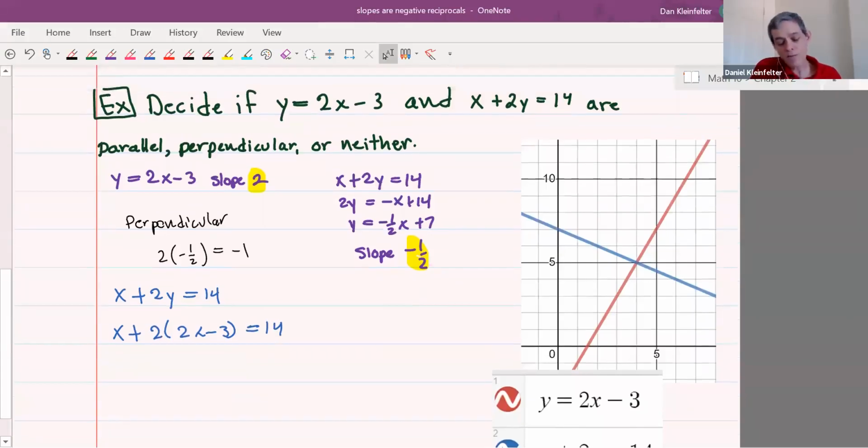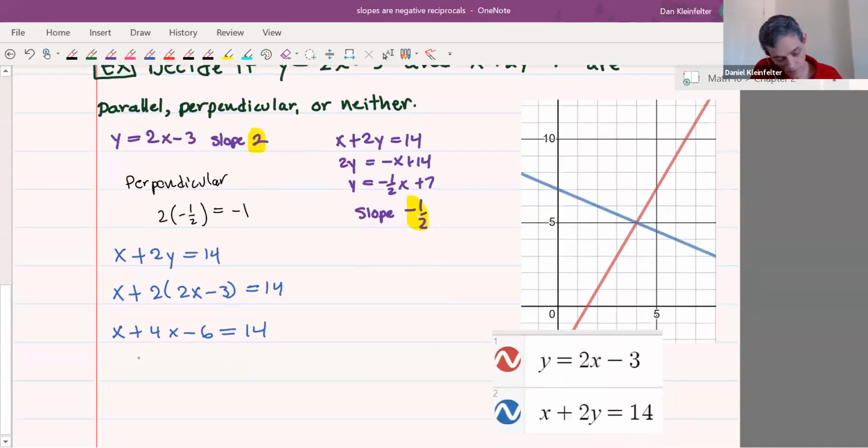All right, so I've rewritten our second equation, x plus 2y equals 14, and I've substituted in that second equation, it says y here, but we know from the first equation that y is 2x minus 3. So this gives us an equation just in terms of x's. So let's go ahead and solve that. Okay, so it looks like the x is going to equal 4.